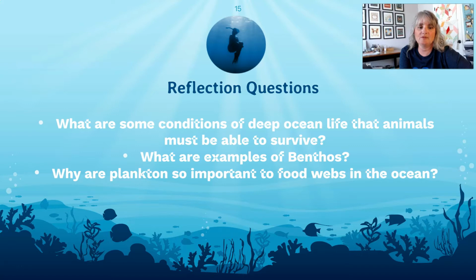All right, some reflection questions. What are some conditions of deep ocean life that animals must be able to survive? Why would it be difficult to survive in the deep ocean? What are some examples of benthos and, for that matter, nekton? Can you think of some examples? And why are plankton so important to food webs in the ocean? Why is it so important that we have plants, phytoplankton, and little tiny animals, zooplankton, for our food webs?